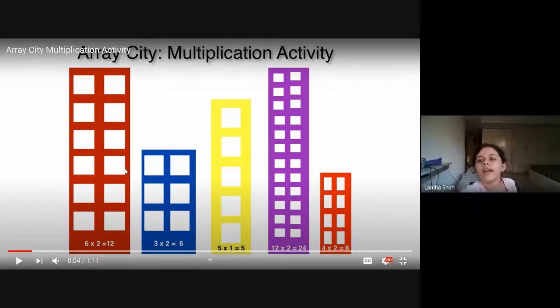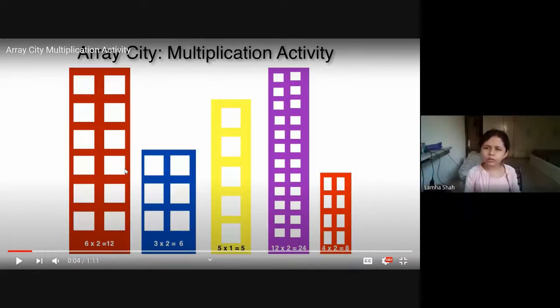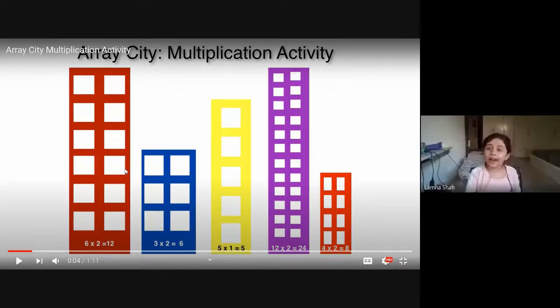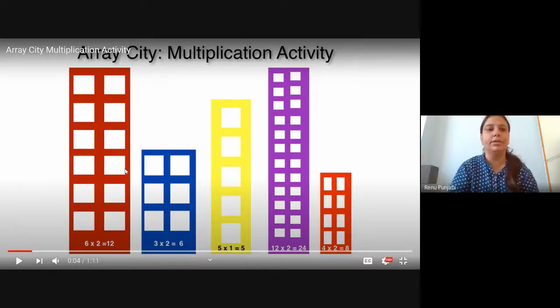Ma'am, do we have a graph book in our school? You got it in your set? No, ma'am. I don't have it, only the geometry set. I brought it from outside. It's okay if you brought it from outside.